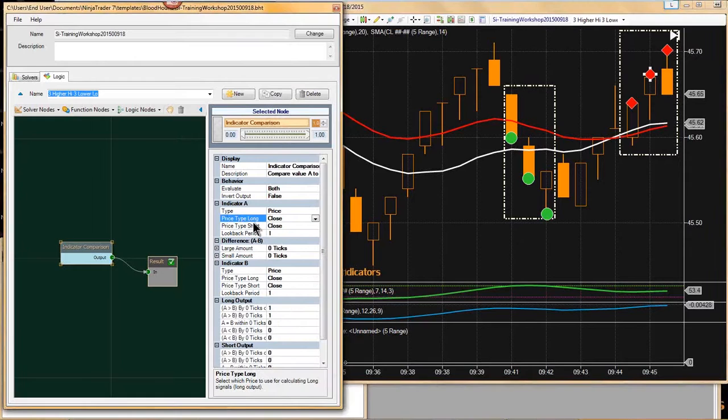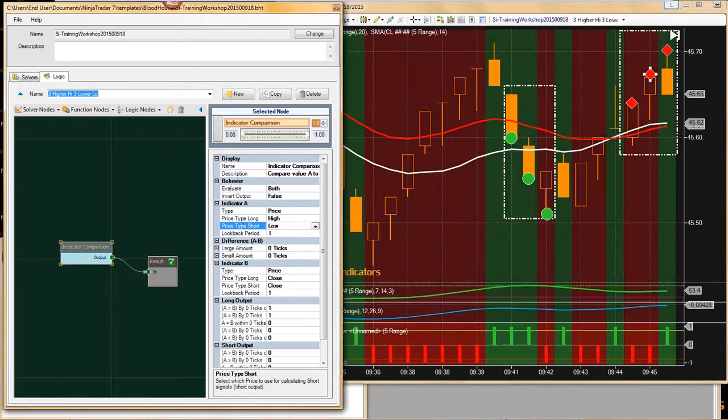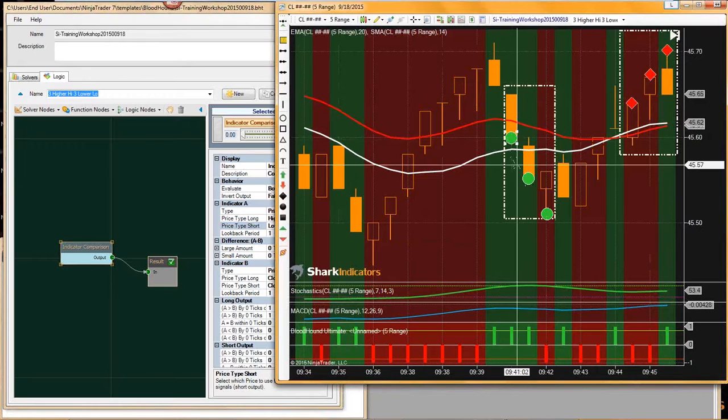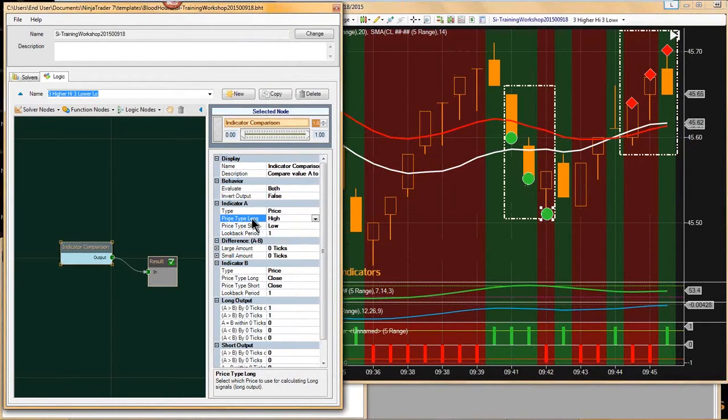I take it Robert probably wants a long signal when we get 3 higher highs. So I'm going to set this price type for the long output to the high, and for the short output I'm going to set that to the low price. When we get these 3 higher highs, I'm going to generate a long output, and when we get these 3 lower lows, we'll generate a short output. That's why the price type long is using the high price, because I'm going to generate a long output when we get 3 higher highs.